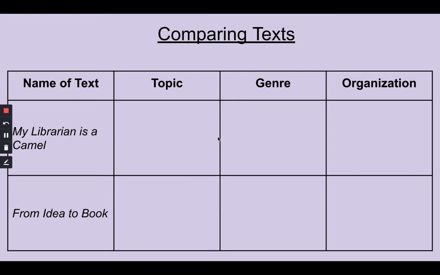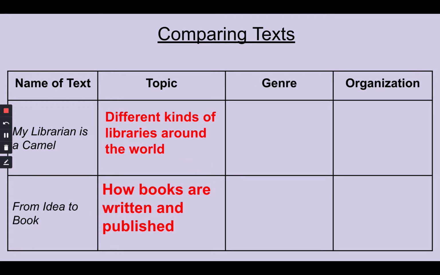In order to compare two texts, look at the topic, genre, and organization of each. The topic is what the text is mostly about. The social studies based text, My Librarian Is a Camel, is mostly about different kinds of libraries around the world. The story From Idea to Book taught us the process of how books are written and published. Although both texts were about books, the topics are very different.